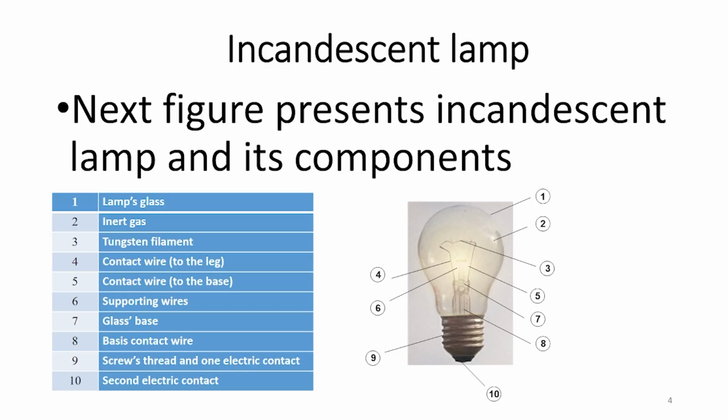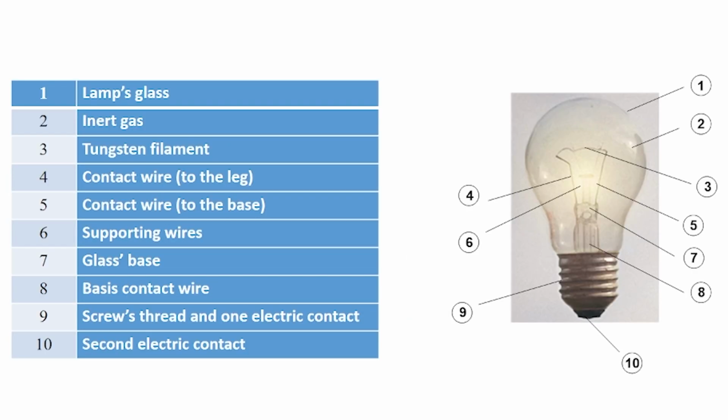Next figure presents an incandescent lamp and its components. Number 1 is the lamp's glass. Number 2 is the inert gas. Number 3 is the tungsten filament. Number 4 shows the contact wire to the leg. Number 5 shows the contact wire to the base.